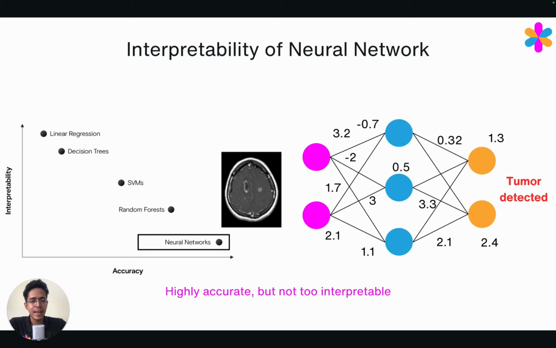So this is highly accurate, but it's very hard for you to say, by looking at this set of numbers, oh, this was the reason why the model predicted that this patient has a tumor. It's impossible for you to say. So this is exactly where we need explainable AI, because this is an amazing model. Maybe the accuracy is 99.5%, but it's not easy to interpret.